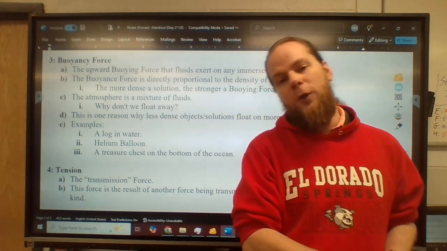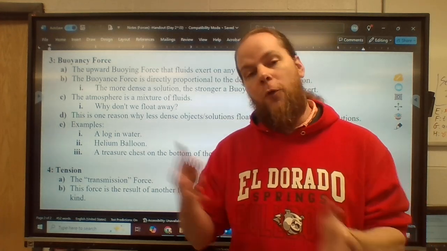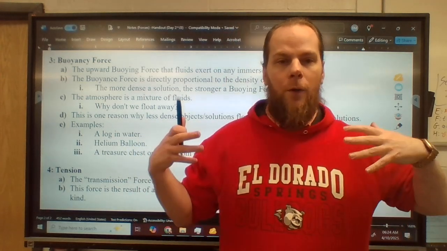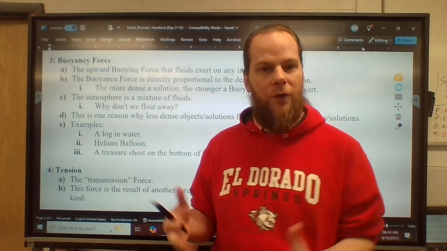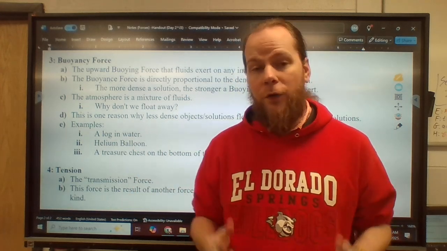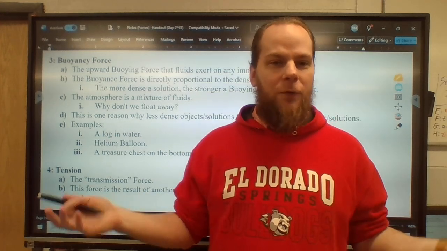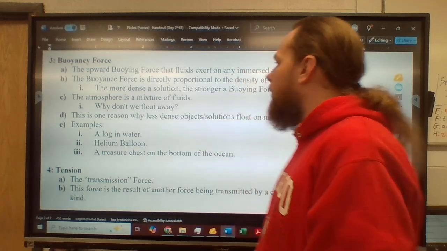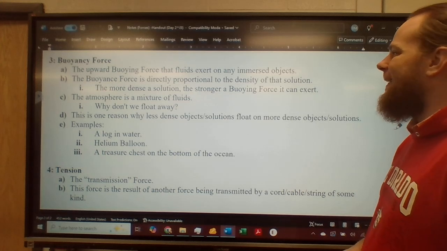So the more dense the fluid is that the object is immersed in, the greater the buoyancy force it's going to experience. If I was immersed in mercury, I would experience a very, very great buoyancy force. In fact, you can almost lie down on top of mercury because the buoyancy force it exerts is so great, because it's so dense. Water you can float in, obviously. The atmosphere is trying to make you float, but it's not nearly strong enough.